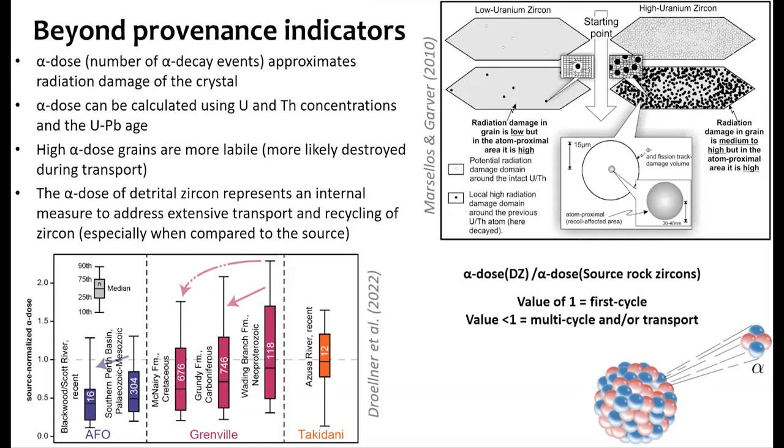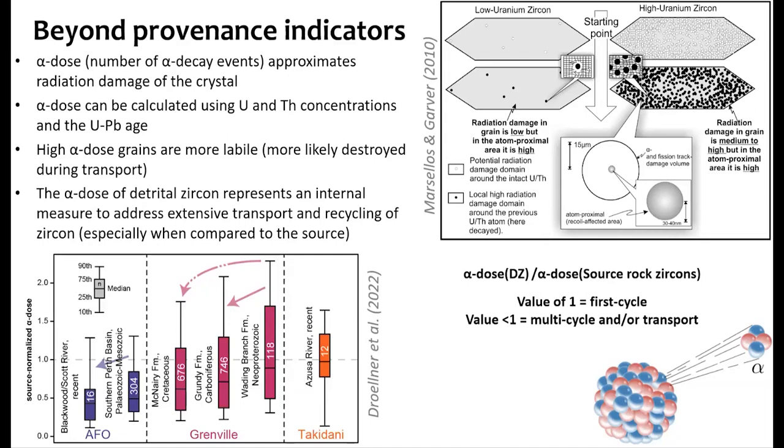So if we measure the radiation damage in the detrital population, and compare that to what's in the crystalline source region, we should see this is what it should be in the source region, this is what we have, and it's shifted significantly. We've only got the low radiation damage versions of the full population we'd expect in the crystalline source region. All the high radiation damage crystals in the source region have been destroyed during transport. We can quantify that by comparing one to the other.